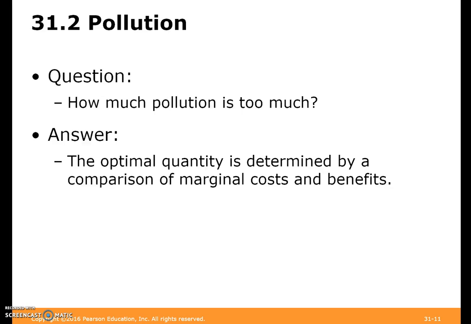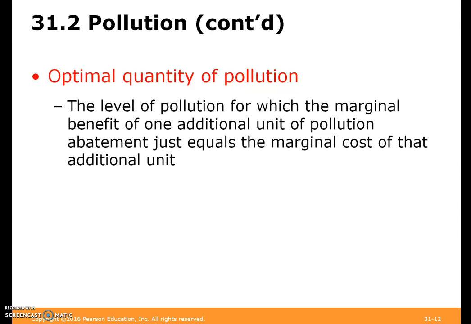So, how much pollution is too much? Well, you might think immediately, oh, zero. That may not be true. Much like everything in economics, there is a marginal benefit and marginal cost, and we always want to look for the point of equality. It's the optimal amount, right? There may be some optimal quantity of pollution, the level of pollution for which the marginal benefit of one additional unit of pollution abatement just equals the marginal cost of that additional unit.